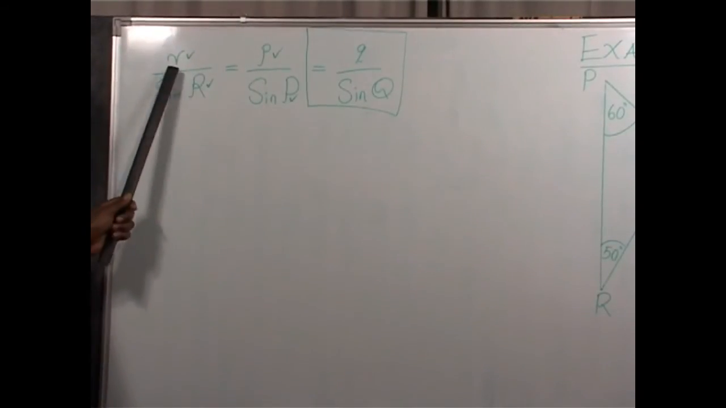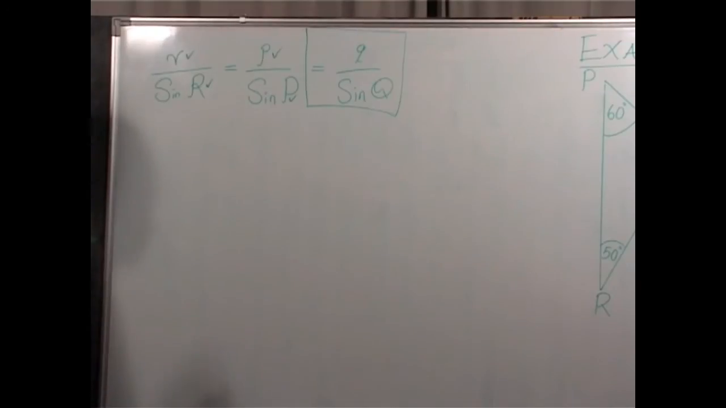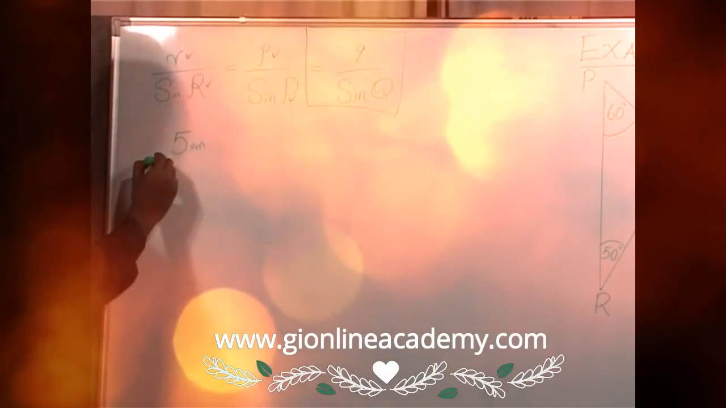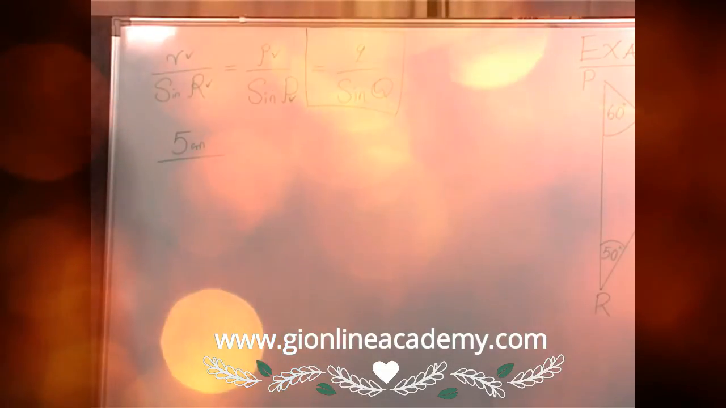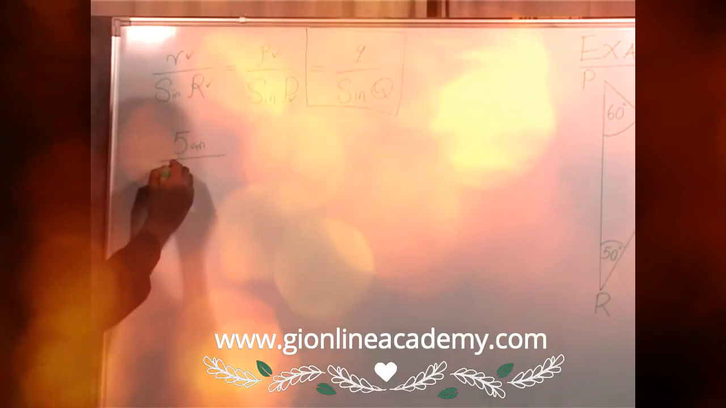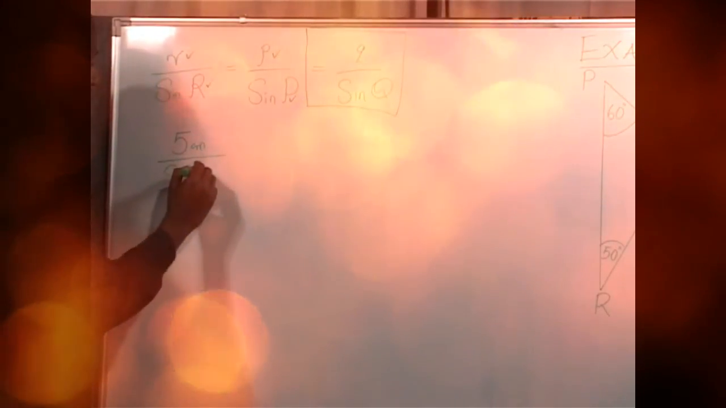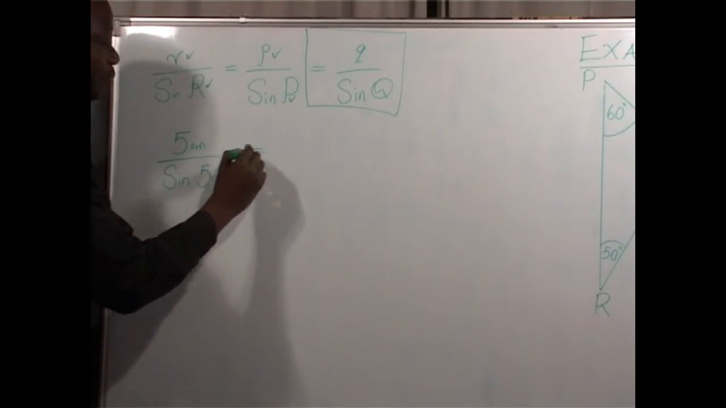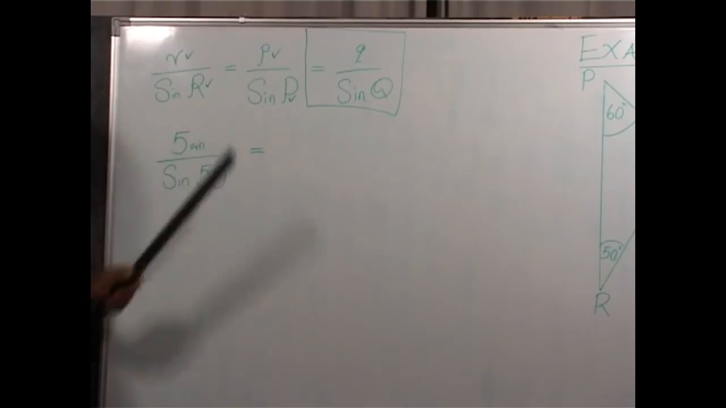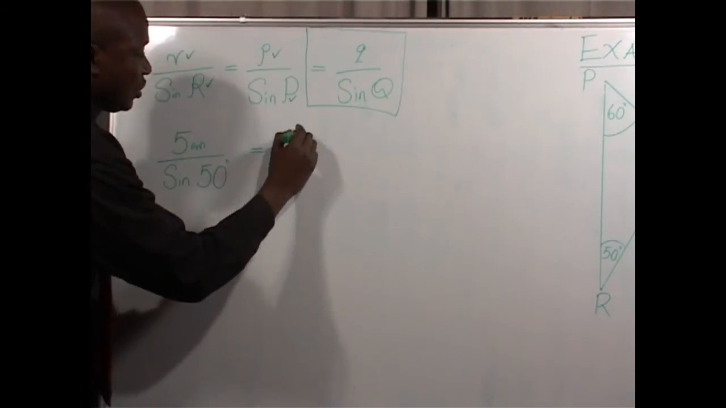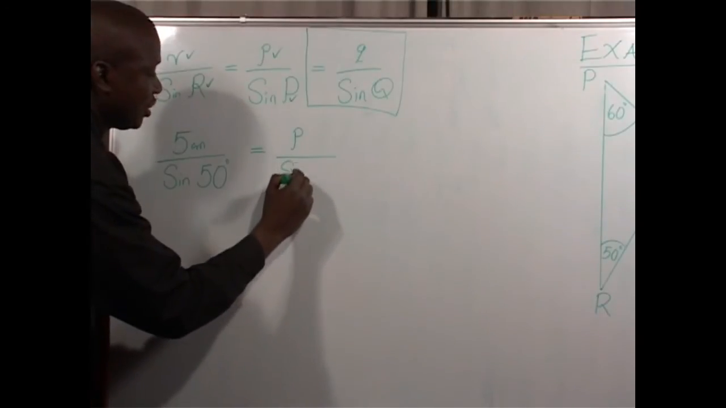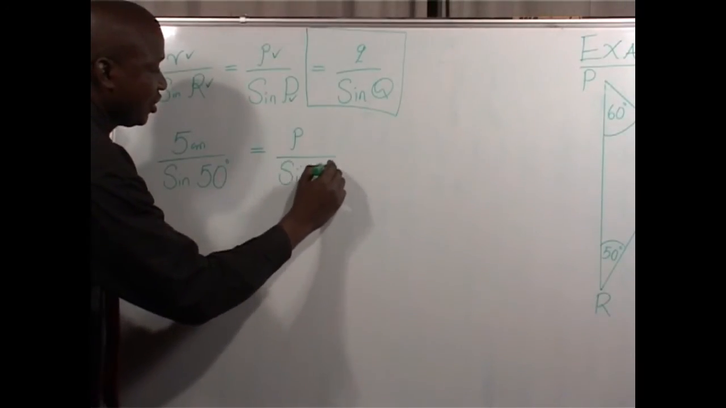What we need to do at this stage is simply to substitute. Where there is r, we substitute 5 centimeters, divided by the sine of the angle at R, where the angle at R is 50 degrees. This is equal to p, which is what we have been asked to find, so it will remain as p. But the angle P is known as 60 degrees, so we substitute sine 60 degrees.